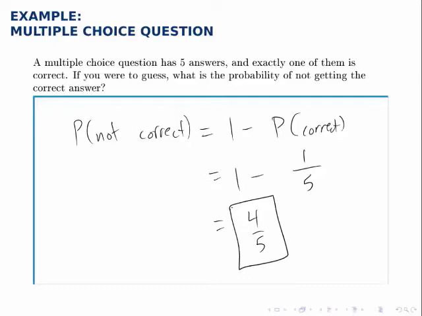And of course, we can get to that answer directly by thinking about the fact that if there are 5 answers and one of them is correct, the other 4 are not correct. So when you randomly guess, you have 4 ways to choose an answer that's not correct, 5 total possibilities to choose from, so that probability is 4 out of 5. Again, multiple ways to get to the right answer, and any one of them is fine. But here we're illustrating the formula that lets us calculate the probability that something doesn't occur by taking 1 minus the probability that it does occur.